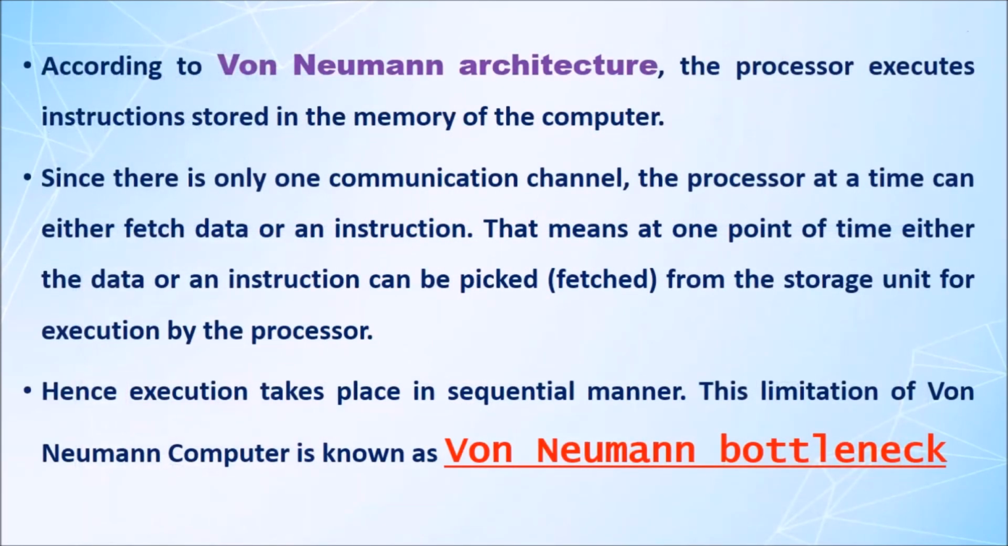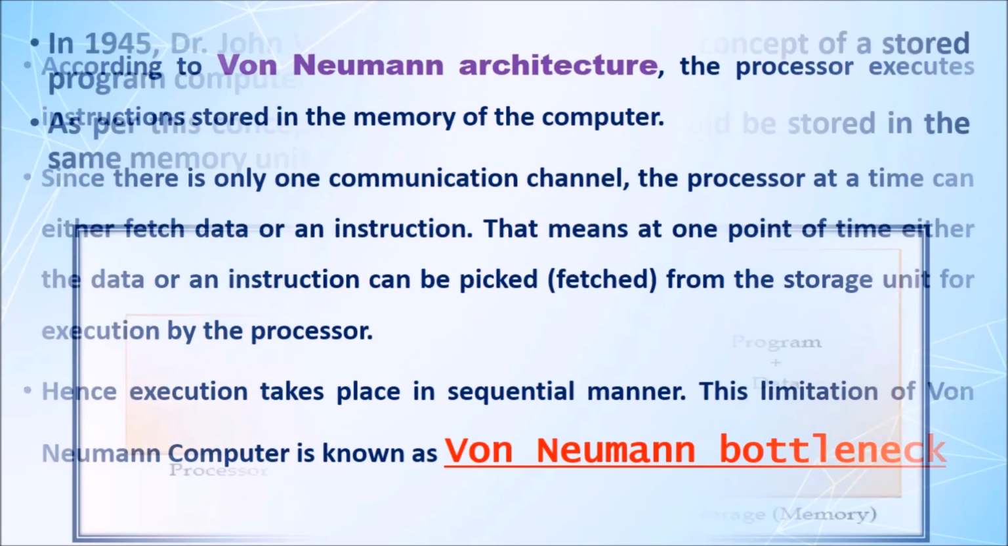According to the von Neumann architecture, the processor executes instructions stored in the memory of the computer. Since there is only one communication channel, the processor at a time can either fetch data or an instruction. That means at one point of time, either the data or an instruction can be picked from the storage unit for execution by the processor.